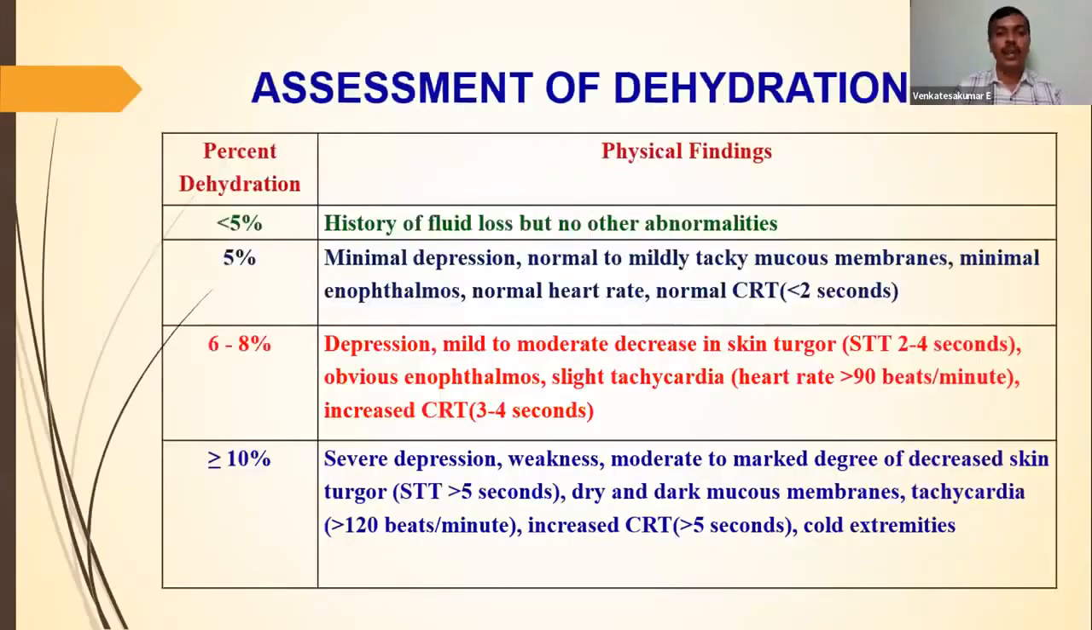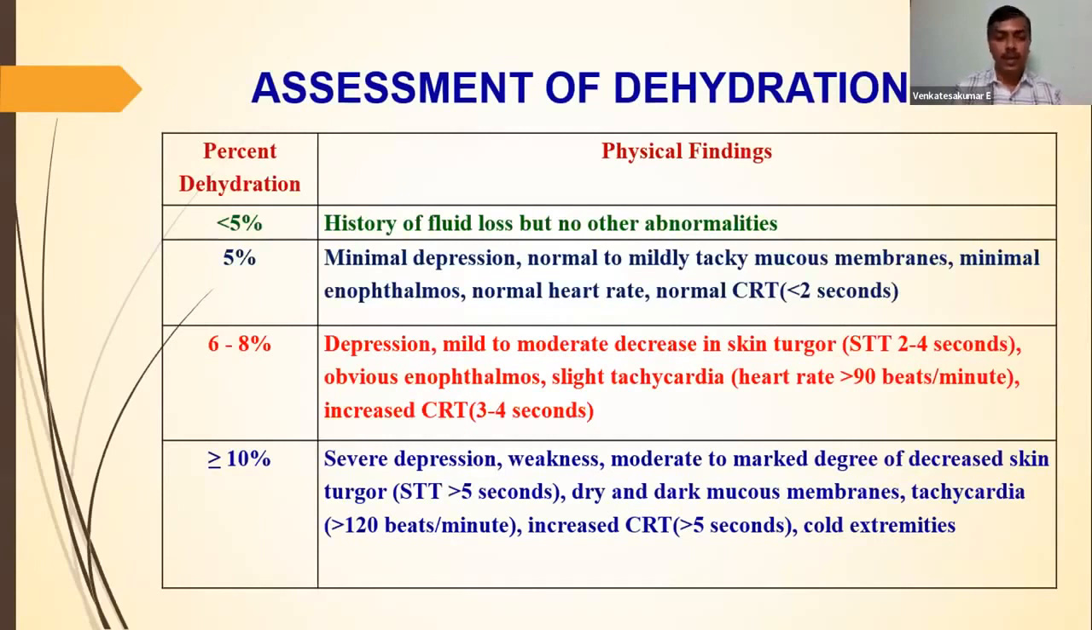How to quantify the dehydration? So far you have checked a lot of tests to identify dehydration, and you have to apply those to the percentage of dehydration. Less than 5%, as I told you, there are no obvious clinical signs in sheep and goat. At 5% and above, we can appreciate mild depression. Then there are mucous membrane color changes, mildly changing into tackiness and mild dryness. The sunken eye is called enophthalmos. Heart rate and capillary refill time do not change much at the 5% level. So what about the 6 to 8% level? There is a severe depression.